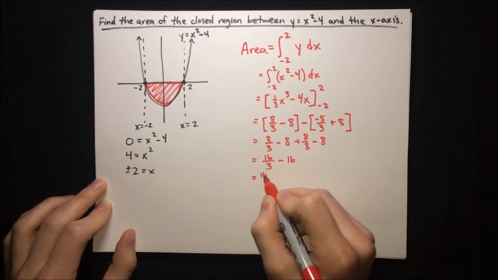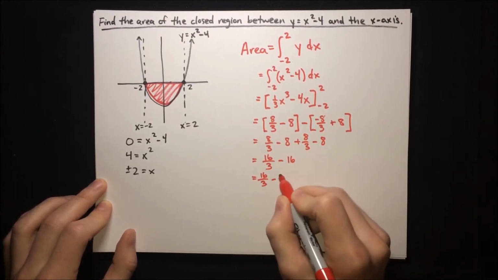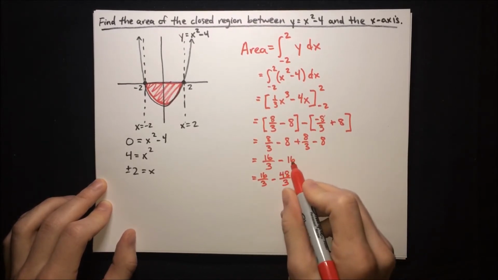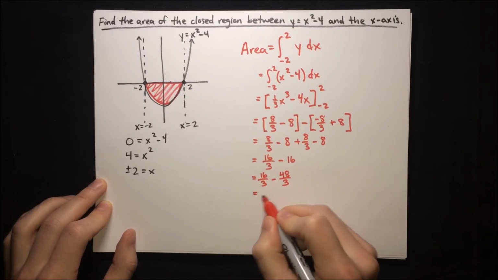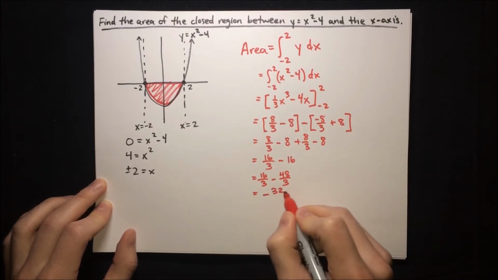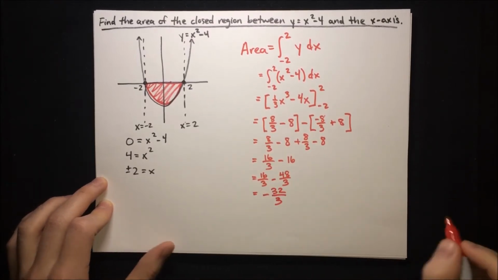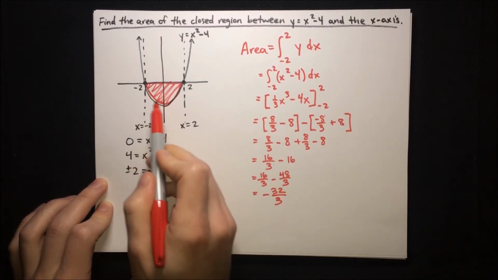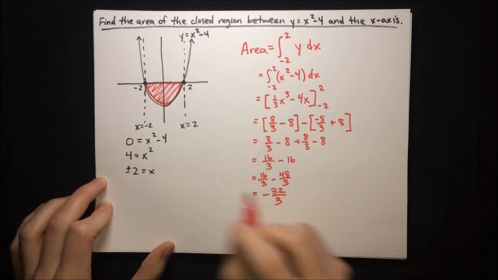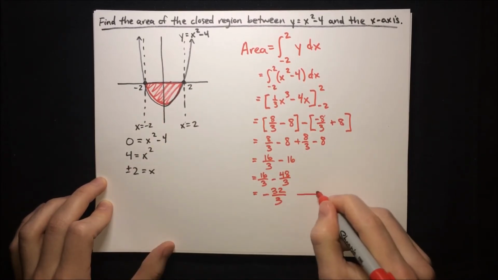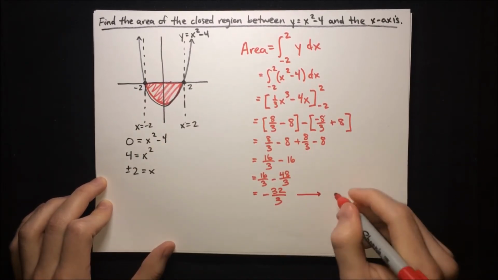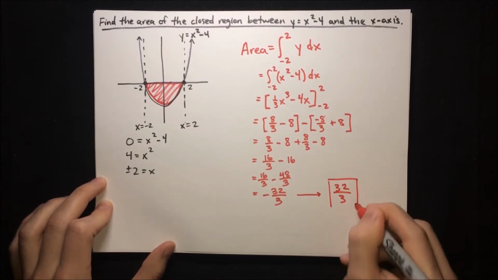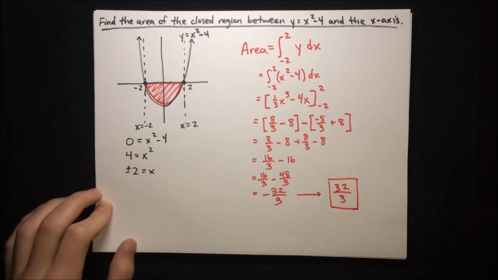So that's 16/3 minus 48/3 if we multiply by 3/3. And then we get -32/3. This is a negative answer because our area is under the x-axis. So to find the actual area, we just want to take the positive answer. We want to take the absolute value, just 32/3. And that will be our area answer.